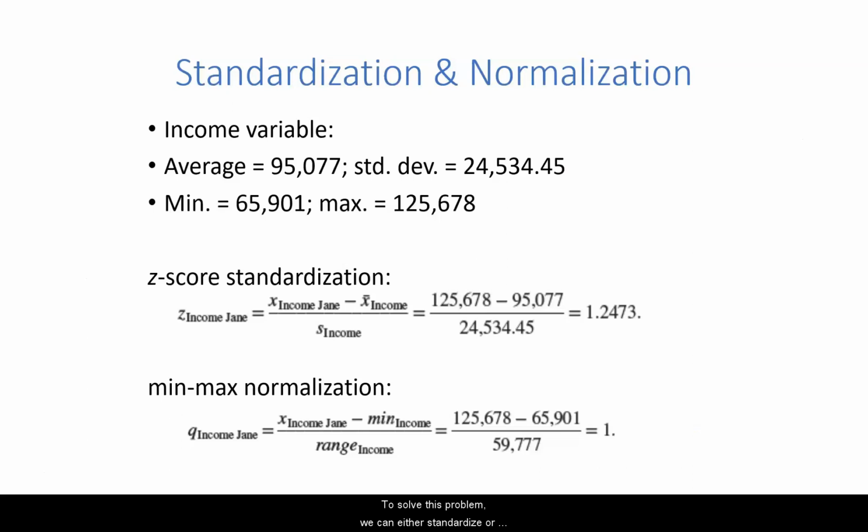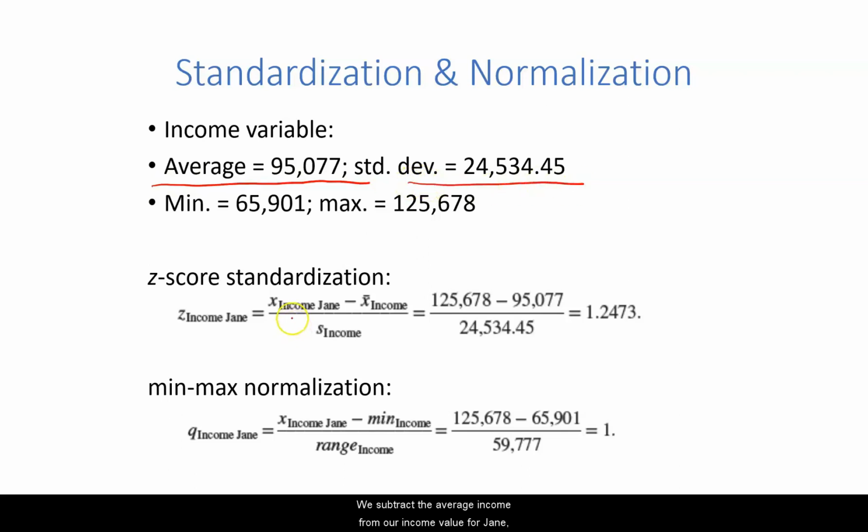To solve this problem, we can either standardize or normalize the data to make the observation unit-free before calculating the distance measures. To standardize the data refers to calculating the z-score, which is a unit-free measure of the number of standard deviations away from the mean. For example, to calculate the z-score for income, we need both the mean or the average income for the dataset and the standard deviation of the income for the dataset.